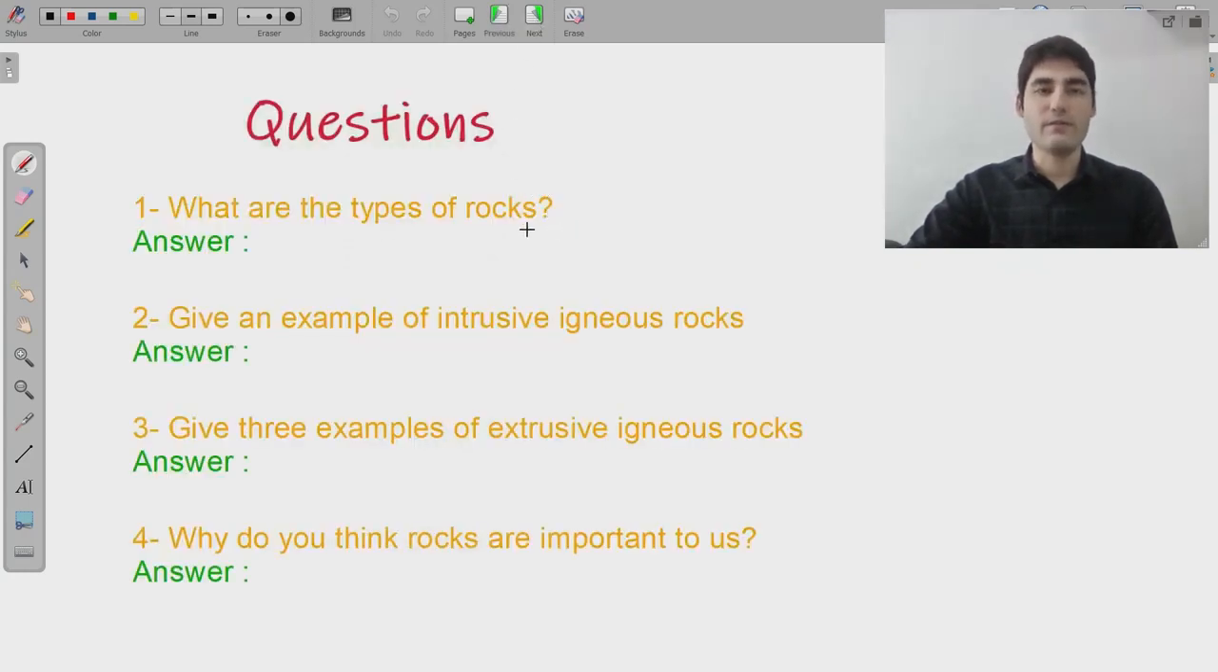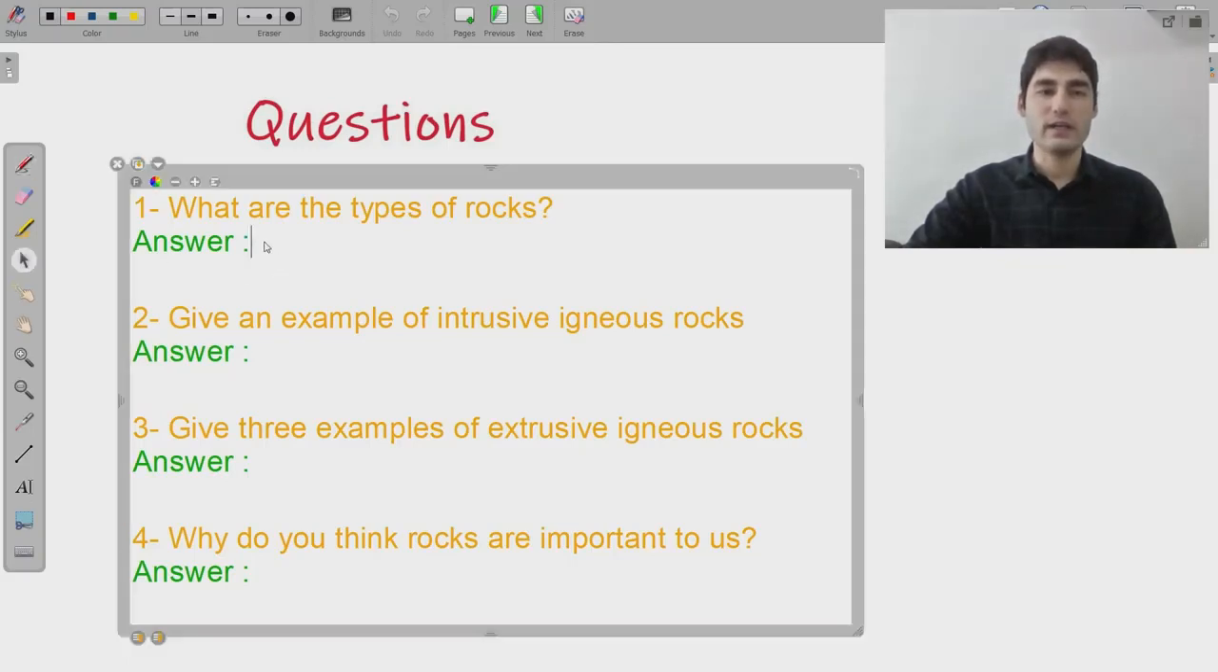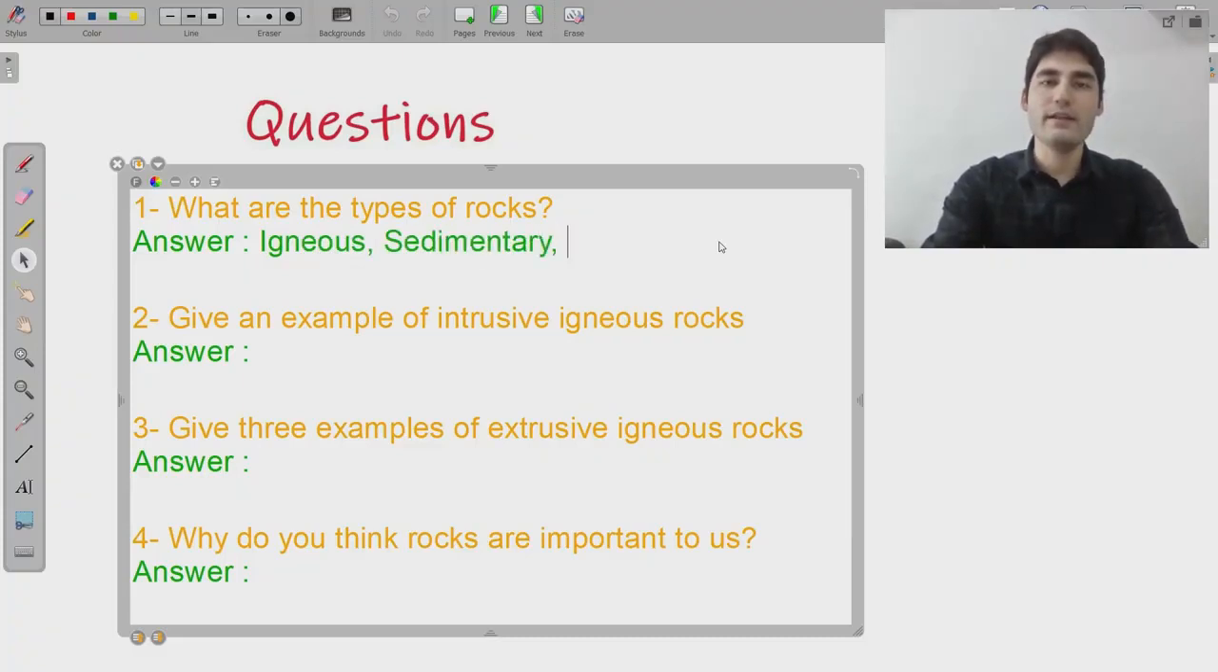So, first, I'm going to answer the questions from last week. What are the types of rocks? What is the answer for that? Do you remember? What kind of rocks did we learn? We learned three different rocks, which are igneous, sedimentary, and metamorphic. Okay, these are the types of rock we learned.